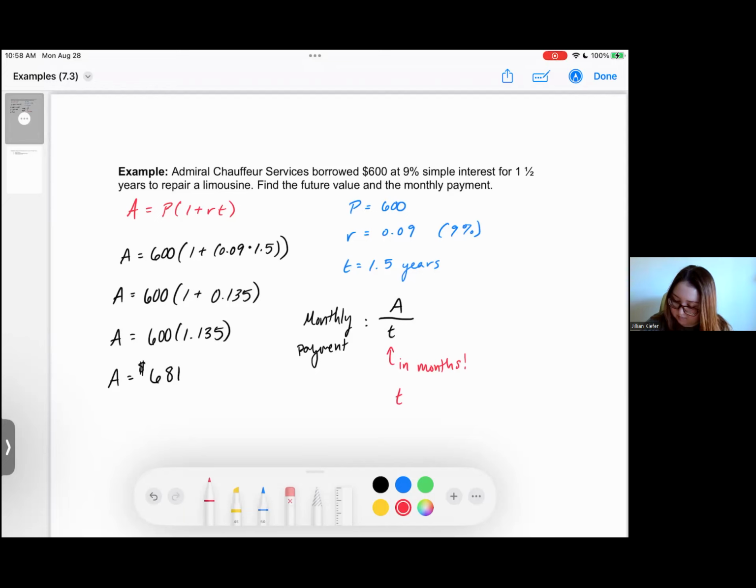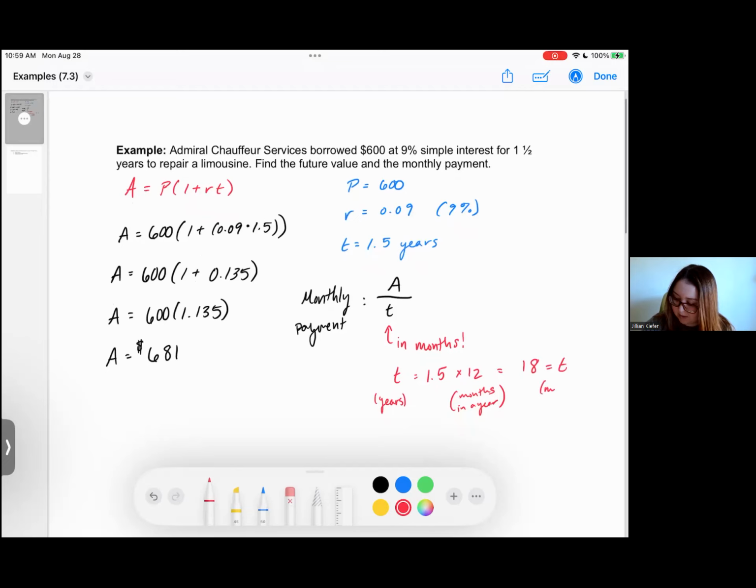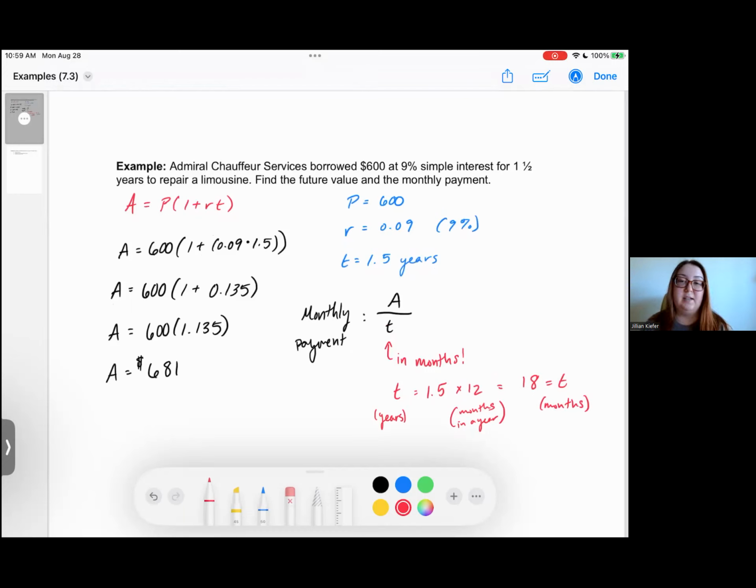So time in years is equal to 1.5. We want to go ahead and multiply that by the number of months in a year, which is 12. 1.5 times 12 is 18. So T equals 18. This is in months. So 1.5 years is really 18 months.